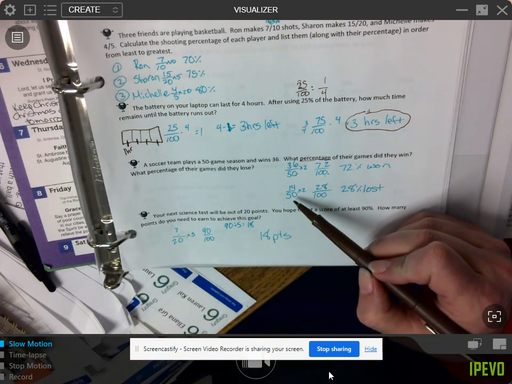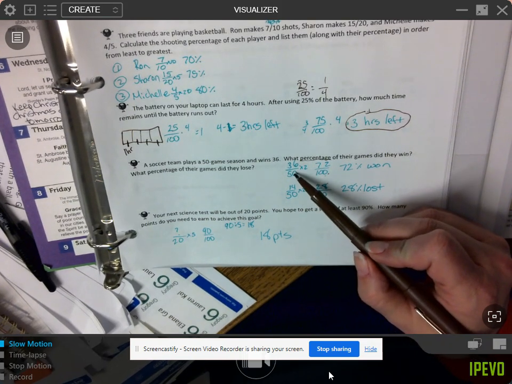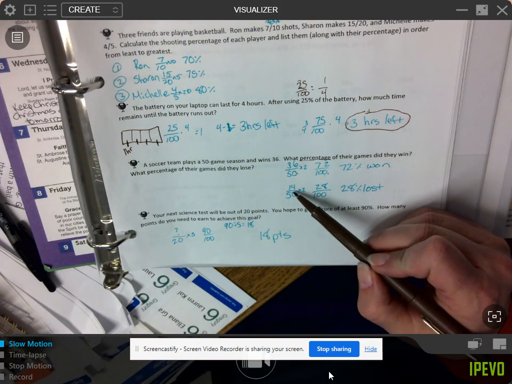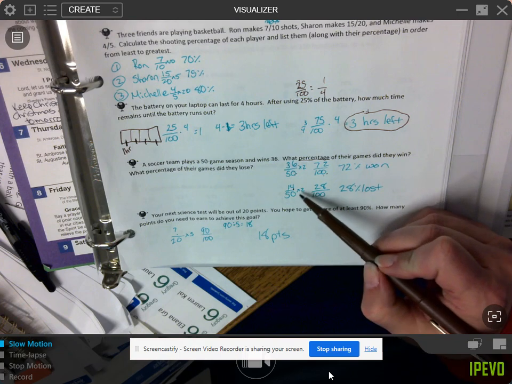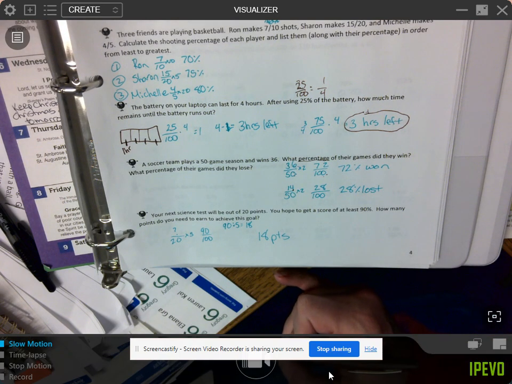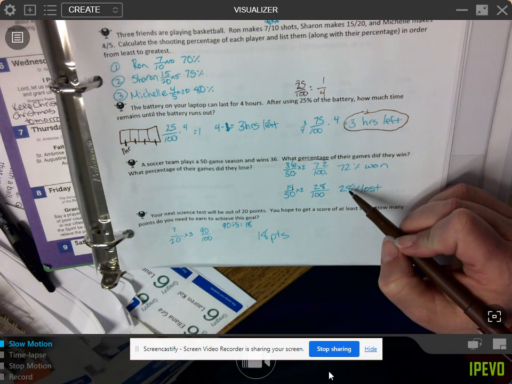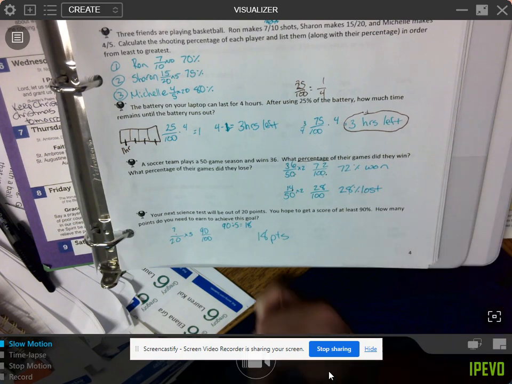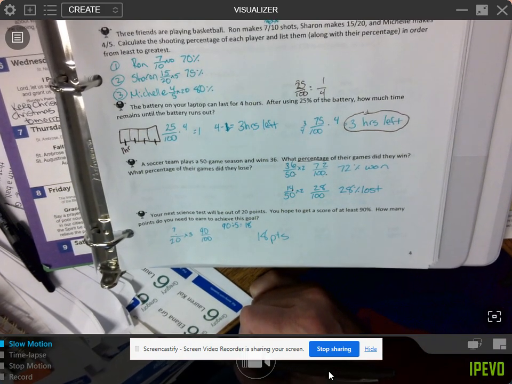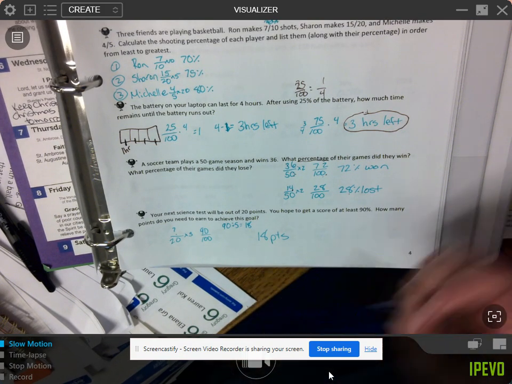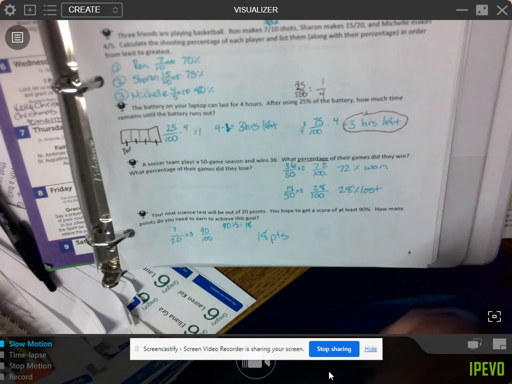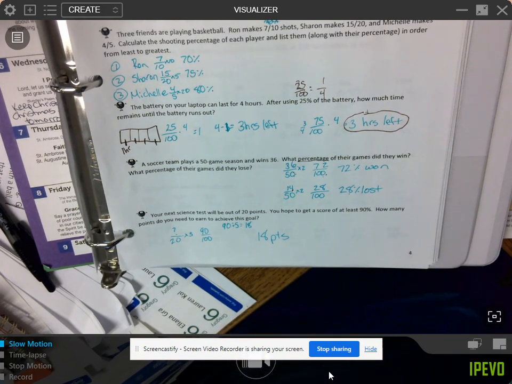So you could have done the math saying, well, if it was 50 games and they won 36, that means they lost 14, and do that math multiplying by 2 again. Or you could have said, out of 100%, 72% was won. So 100 minus 72 left me with that 28% was lost. Either way, you get the same answer of 72% won and 28% lost.